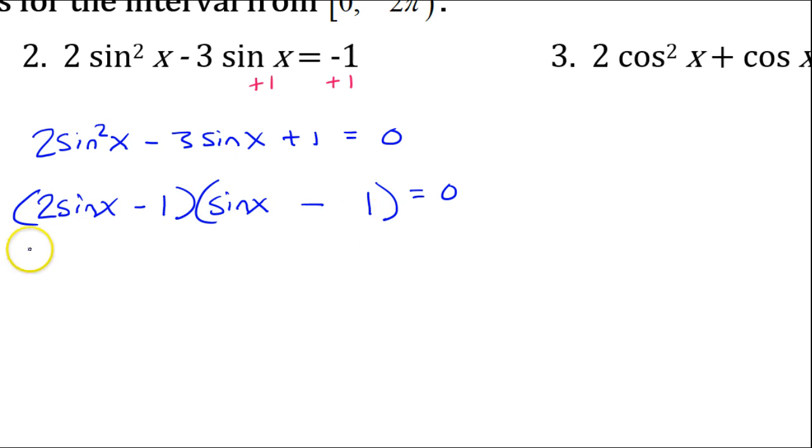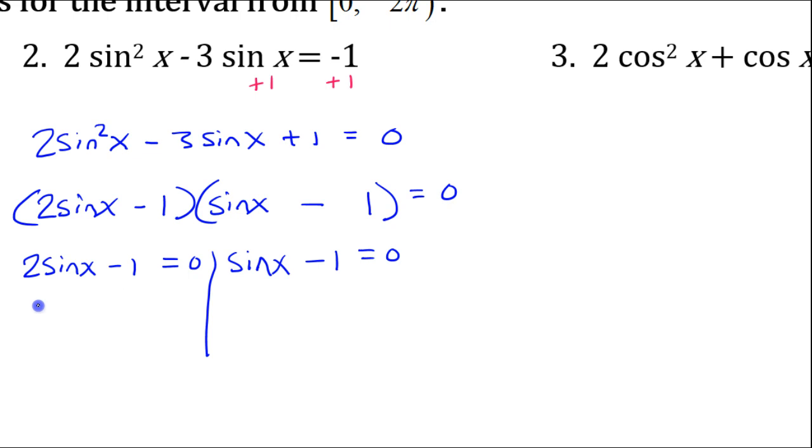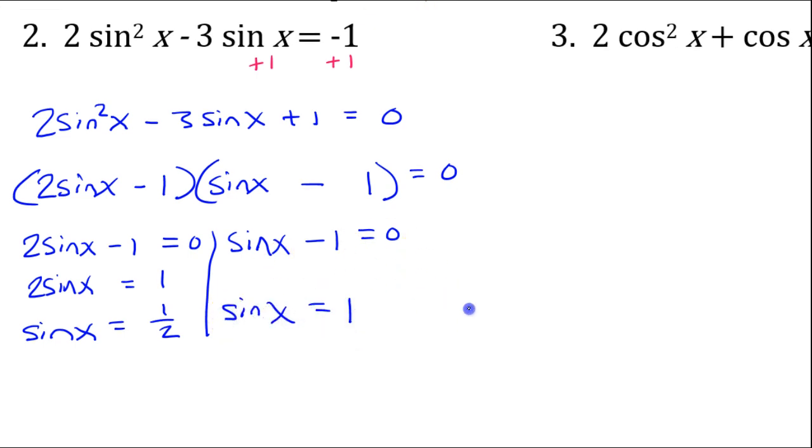Using the zero product property, I can find the solutions by setting 2 sine x minus 1 equal to 0, and sine x minus 1 equal to 0. Solving this will give me 2 sine x is equal to 1. Dividing by 2 gives me sine x is equal to 1/2. Adding 1 to both sides gives me sine x is equal to 1.